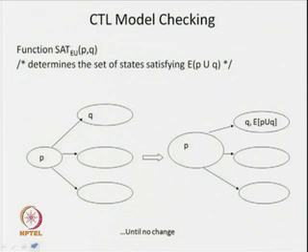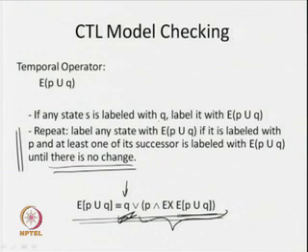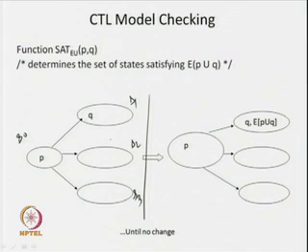Let me take a similar simple example. Initially, we have the states S0, S1, S2, S3. As per the first condition, wherever Q is true, we label with EP until Q. By looking at this, we can label state S1 with EP until Q. This is the only state where Q is true, so we can label it with EP until Q.